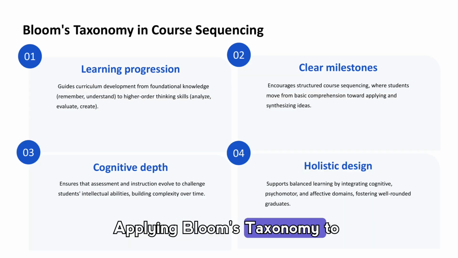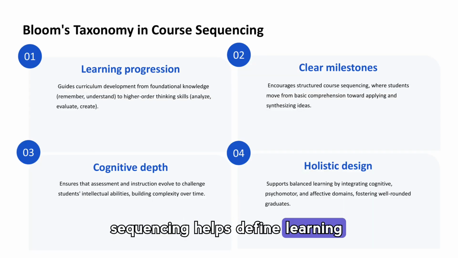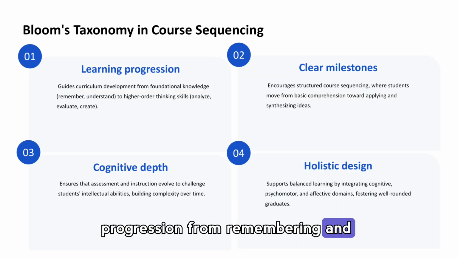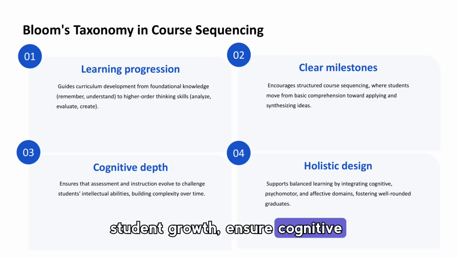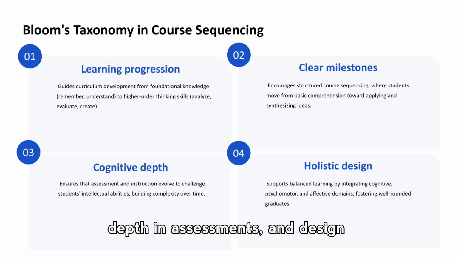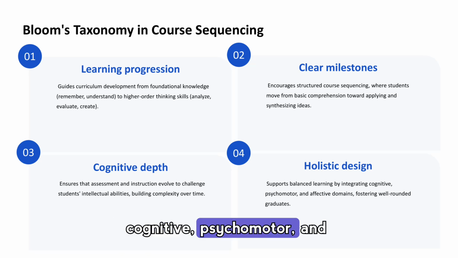Applying Bloom's taxonomy to sequencing helps define learning progression from remembering and understanding through analysis and creation, set clear milestones for student growth, ensure cognitive depth in assessments, and design holistic courses that integrate cognitive, psychomotor, and affective development.